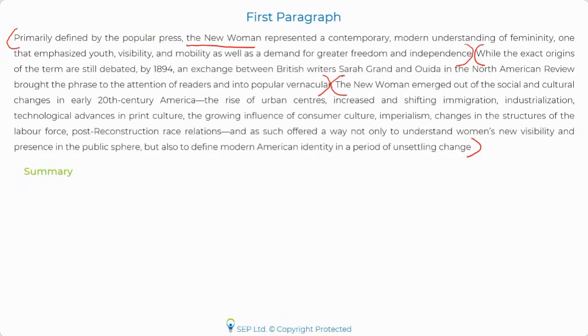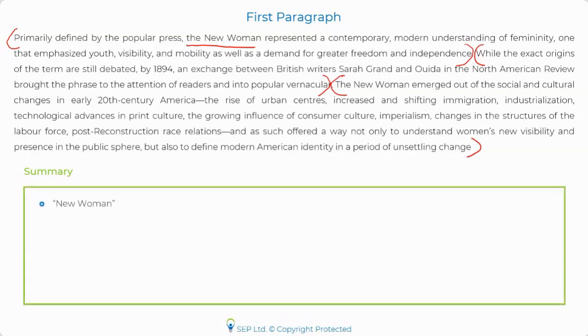So here, clearly, we can understand that the concept of the new woman is defined in a certain way by the press, and that definition is all about a modern way of looking at femininity, which is all about youth, visibility, more freedom, more independence. This is how you summarize the first line. Okay. All right.